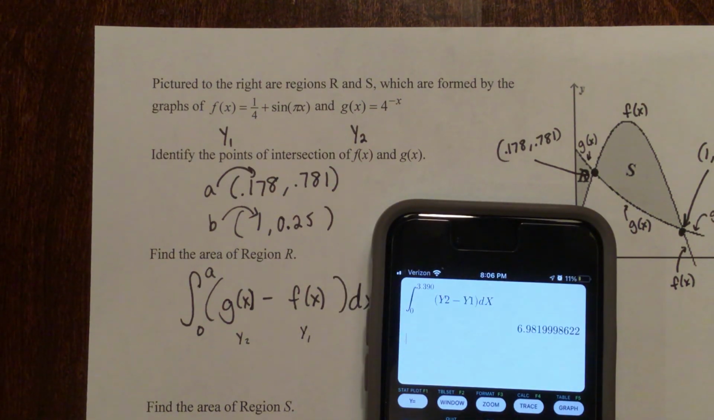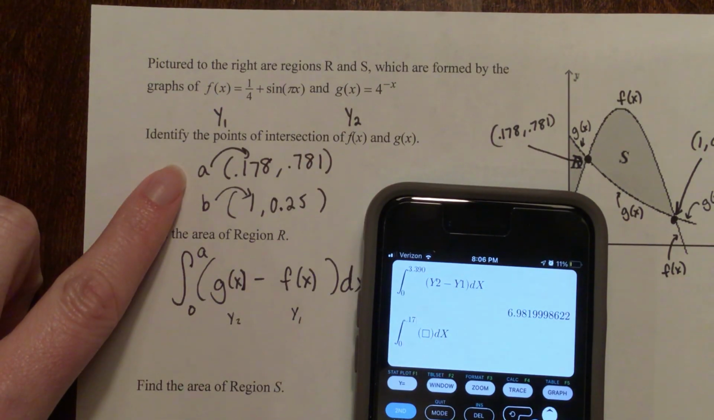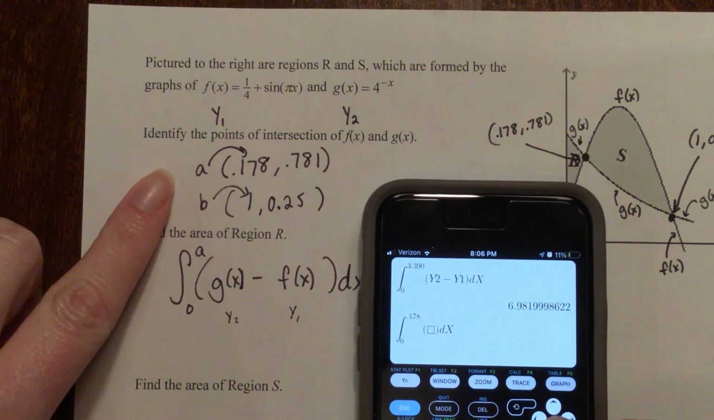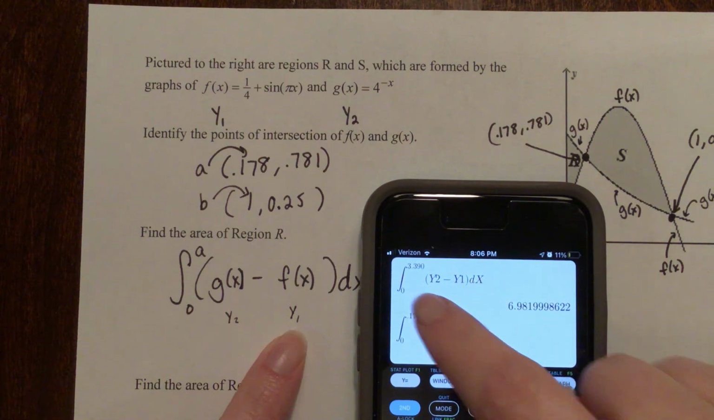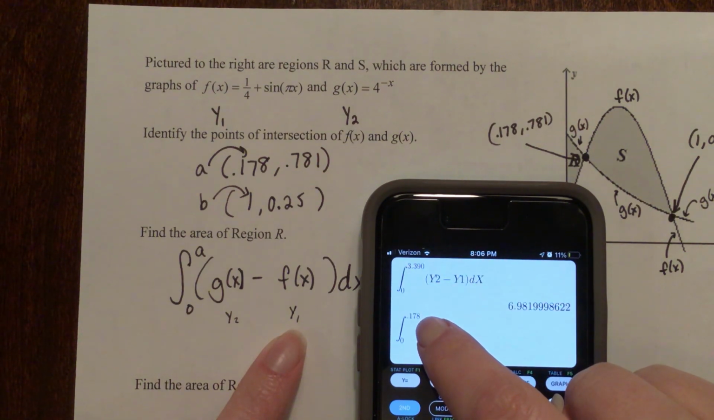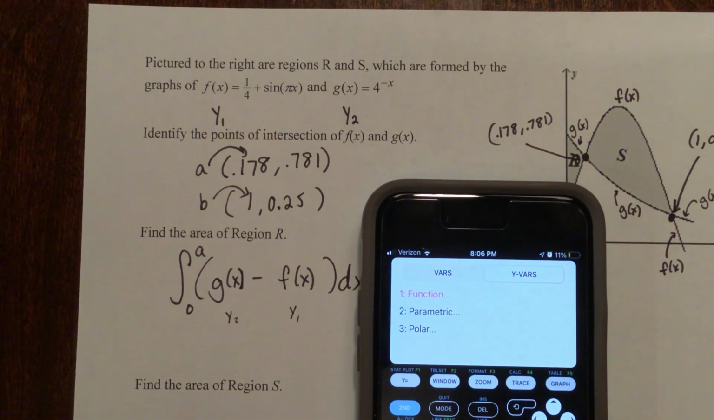So let's take that integral, Math 9, from 0 to 0.178 of, and then we're doing y2 minus y1, which is the same thing we did here, just our x values have changed, and our actual functions have changed. Y bars 2 minus y bars 1. 0.065.